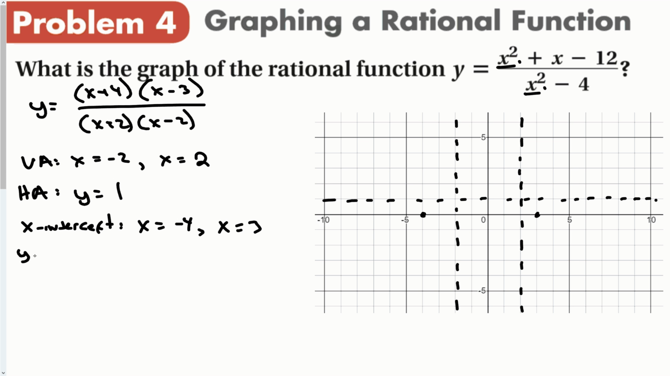Let's get the y-intercept. Okay, so for the y-intercept, I'm going to plug 0 into this function. 0 squared, 0, 0 there. We get negative 12 over negative 4, which is 3. So 1, 2, 3. So there are some points. Is that enough points to graph this function? Not really. So now what you're going to do is make a table to get the rest of these points, right? We're going to get more points.